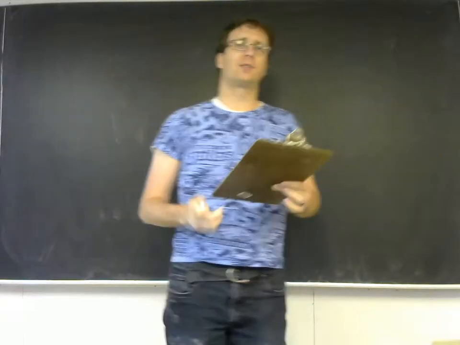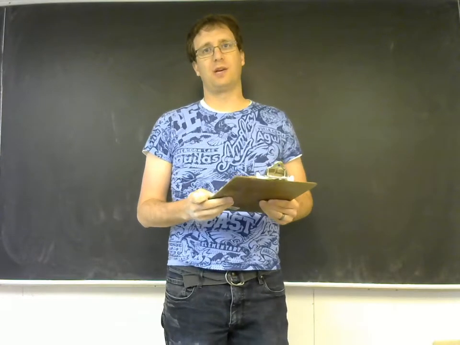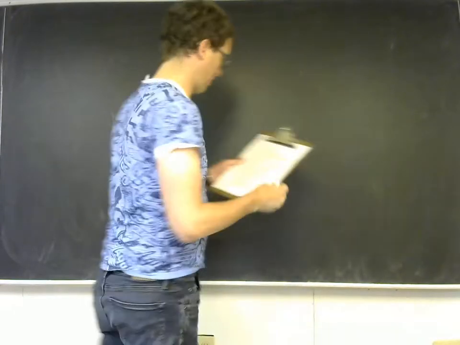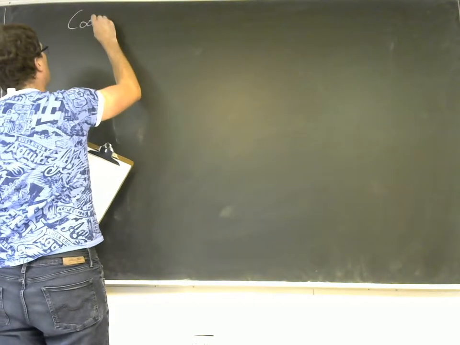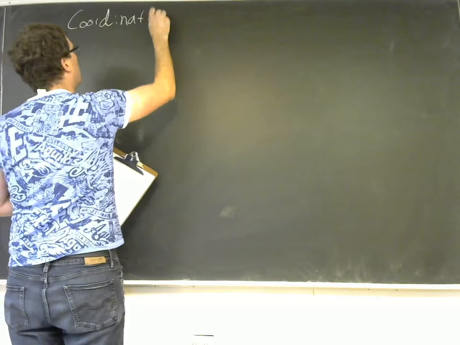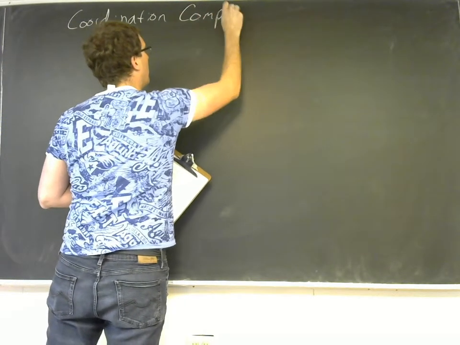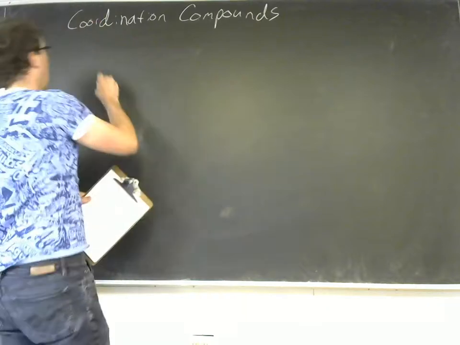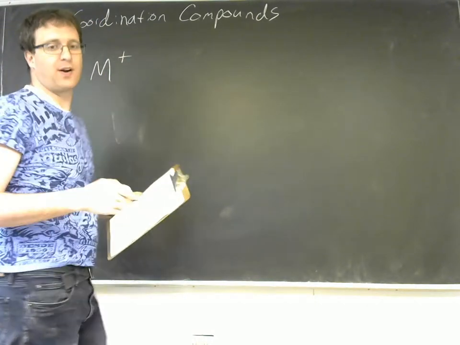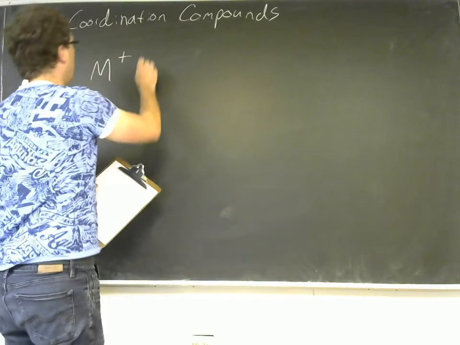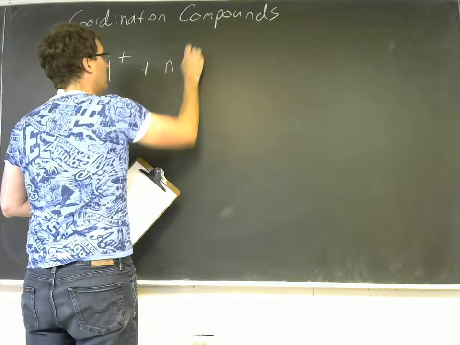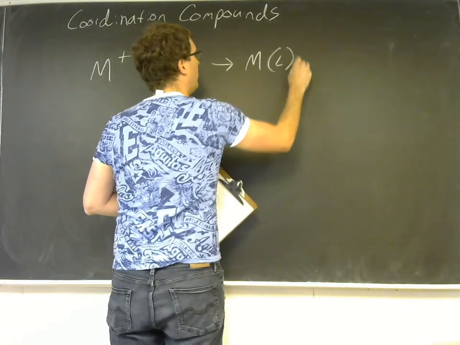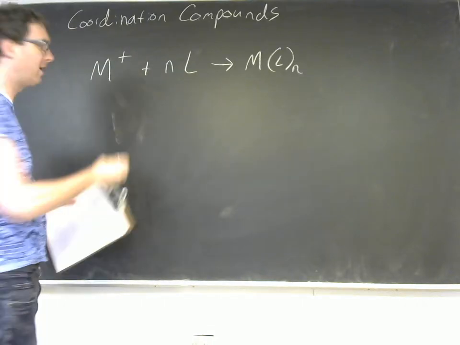Okay, so the main point for this chapter isn't just transition metals, but complexes which they form called coordination compounds. And so coordination compounds are what are formed when you have a metal cation, so I'll just represent that generically as an M plus, plus some number of ligands, which I'll represent with an L, and that's going to form MLN.